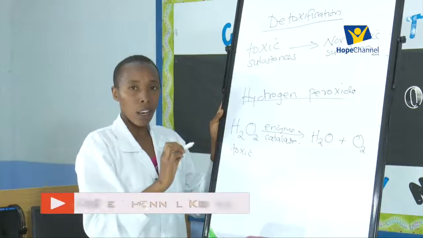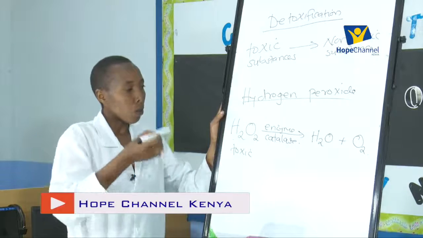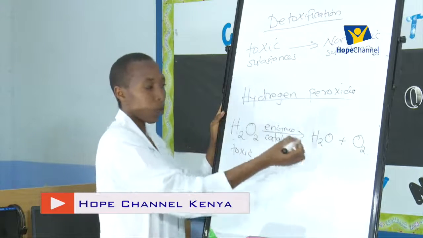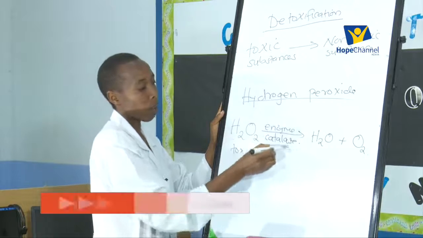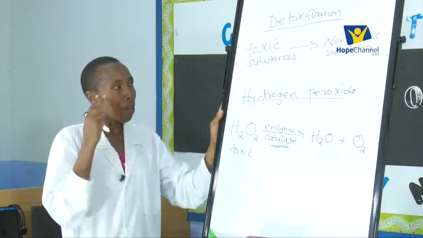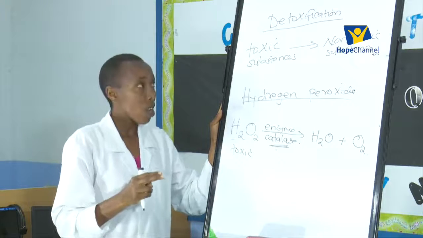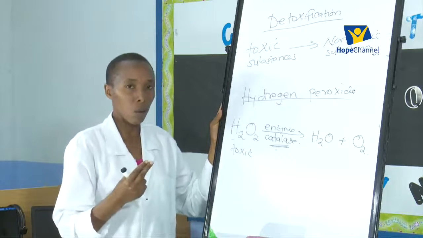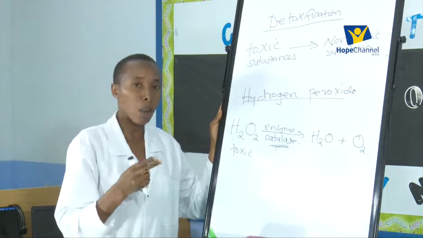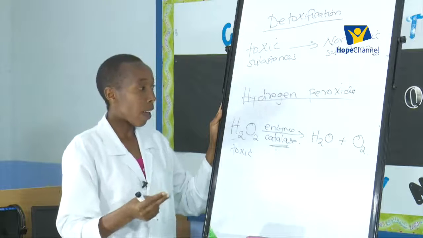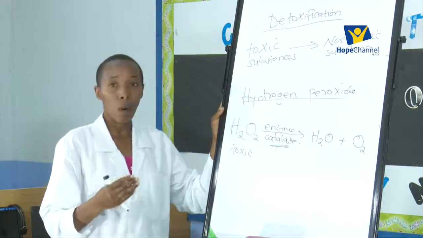I've given an example of actively respiring cells in the liver. Instead of producing water, they produce hydrogen peroxide. But the liver is able to break down hydrogen peroxide into water and oxygen because it has the enzyme known as catalase. So I've given you two examples of how the liver plays a role in excretion: removing excess amino acids through the process of deamination, and eliminating toxic substances through the process we call detoxification.